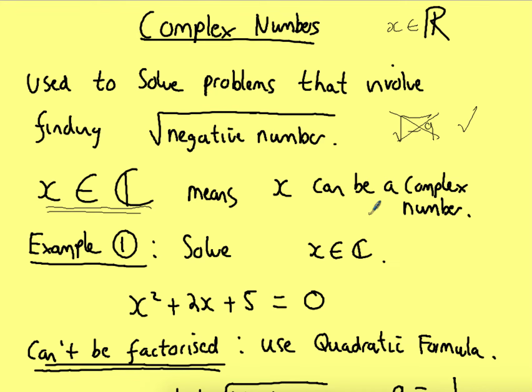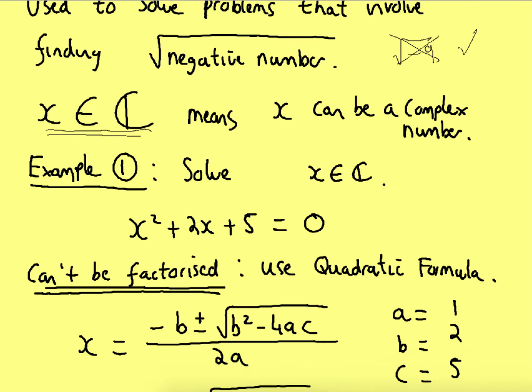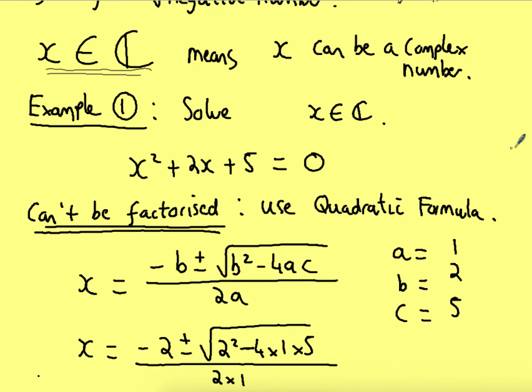Right, so that is the key message: it's all about finding the square root of a negative number. So, example number 1, solve this equation here. It says x is an element of the complex numbers, so that means we can use that information. That can't be factorised. If we tried our wee add to make +2 and multiply to make +5, that's impossible.